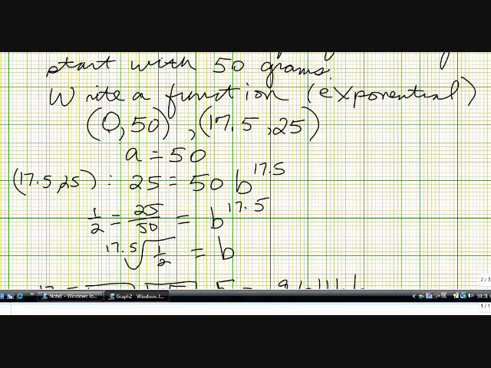I didn't have to, because if I got my y-intercept, that's always the a. So I've already solved for the a. And so I just had to use the second point and plug in the a that I got into the y equals a b to the x. Plug in the a, plug in the x, y. All I got to do is solve for the b. The 25 and 17.5. Okay.